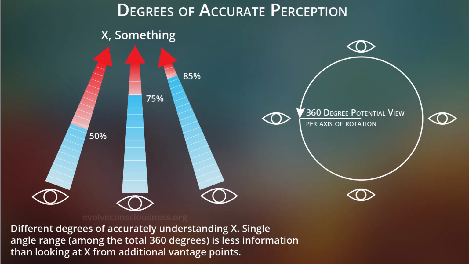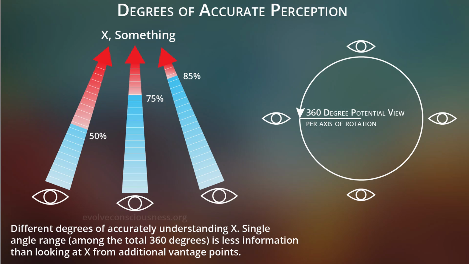So this is just to show how we have degrees of accurate perception. We have 360 degrees, so we have something, and we're going to look at it from one vantage point. We'll have 50% of an understanding of that something, and then from another point, we'll see more of it by turning around 120 degrees. We'll see it at 75. We'll turn another 120 degrees, and we'll see it at 85%. So different degrees of accurately understanding X. A single angle range among the total 360 degrees is less information than looking at X from additional vantage points.